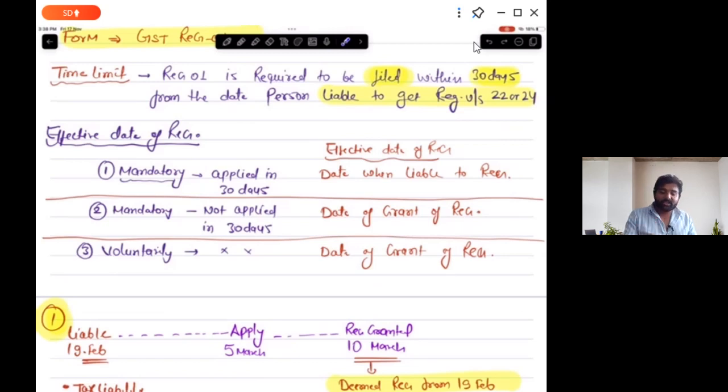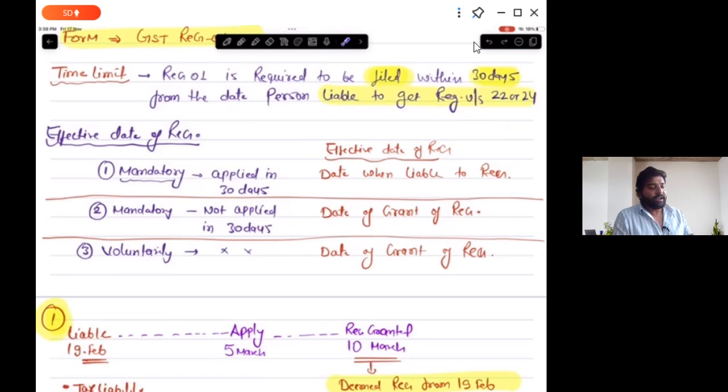Actually, it is very beneficial for a taxable person to get registered from 1st July. You know why? Because in that case, he can claim ITC from 1st July only, and he also has the right to collect tax from the customer as well. Otherwise, if he's not registered, then he doesn't have the right to collect tax. But if he is registered, then he has the right to collect tax from the customer, and that's why it is good to get registered from the date you are liable to get registered.